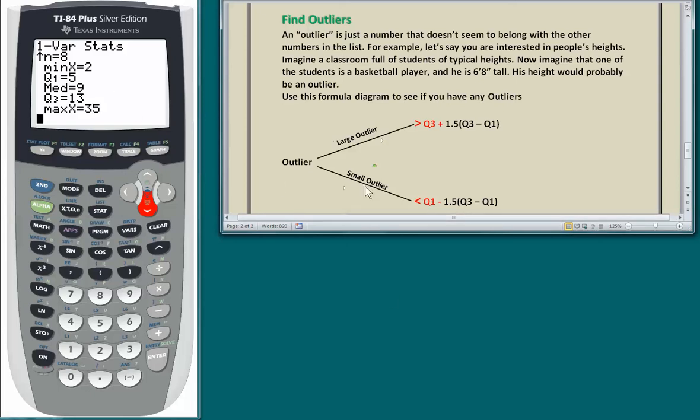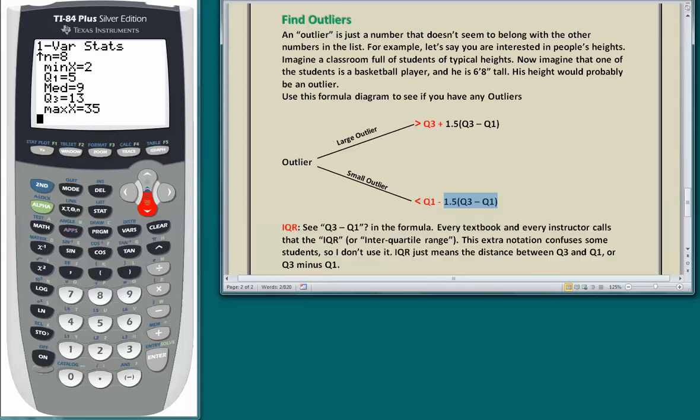A small outlier is a number that is less than Q1 minus this same thing, 1.5 times Q3 minus Q1. So you see the last part of both of these is the same. It's 1.5 times Q3 minus Q1. The first part differs. This is greater than Q3 plus this. This is less than Q1 minus this.